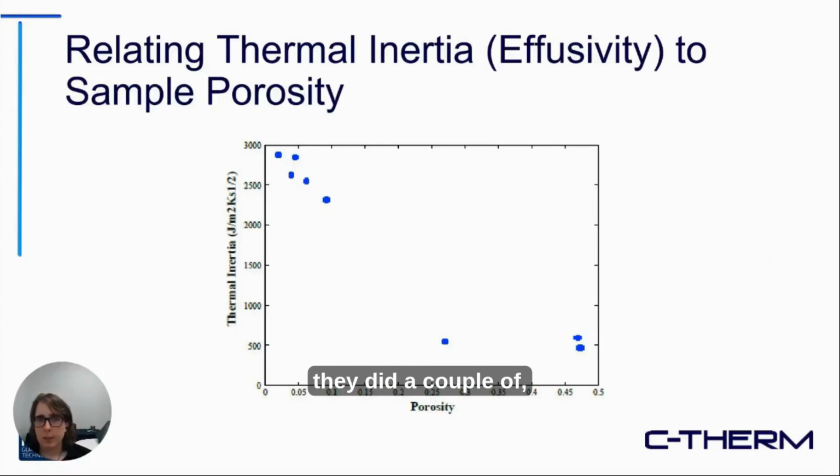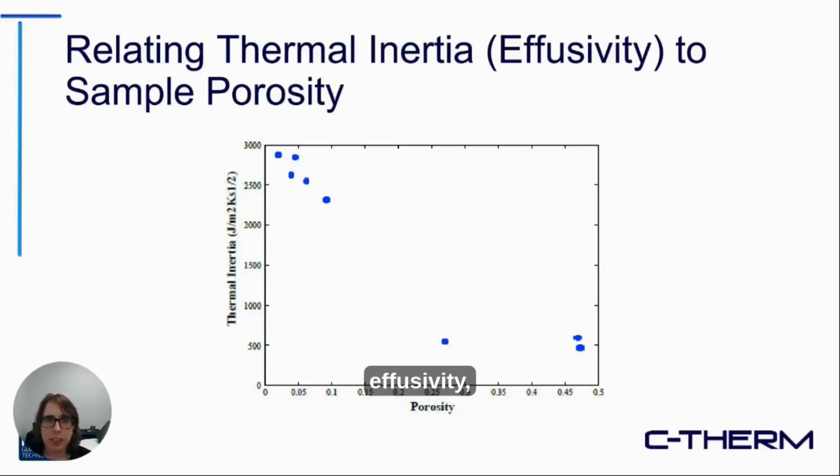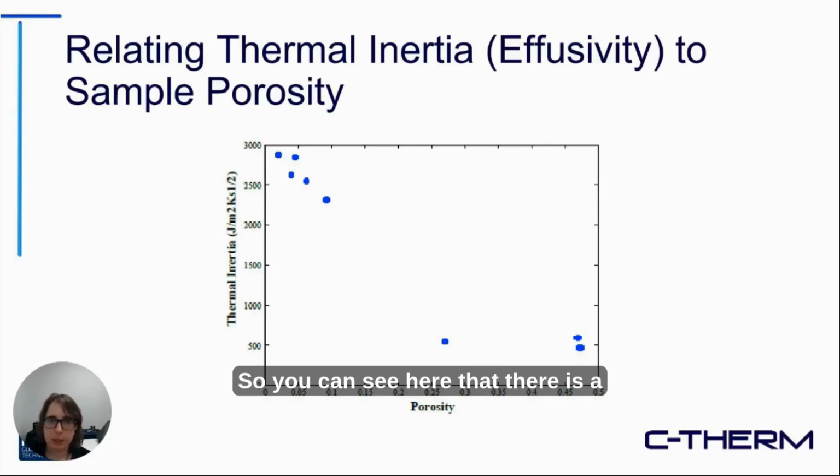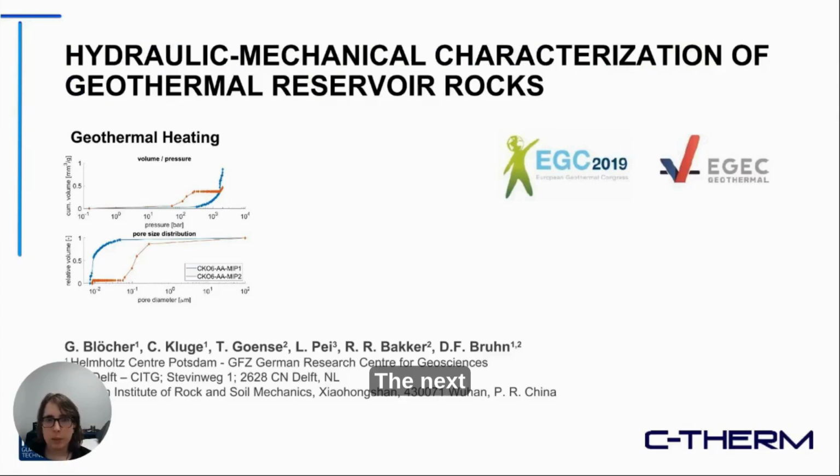So in this case, they did a couple of things that they characterized. The first was looking at the thermal effusivity, what they've called the thermal inertia, to the porosity fraction of the rock sample. So you can see here that there is a correlation, although it's not perfectly linear. And that's because thermal effusivity depends on more than just porosity, but obviously, as porosity increases, thermal effusivity will tend to decrease.